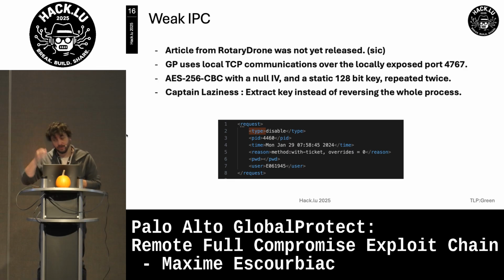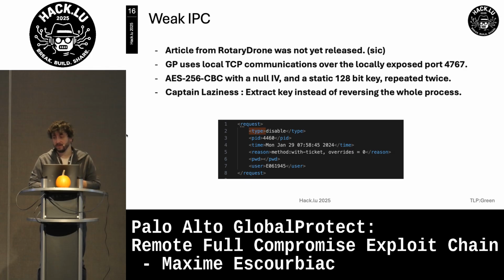As we only had 2 weeks, we didn't have the time to reverse the whole process of how the key is generated. With our observation, we detected that the key is not the same on each workstation. So Rotary Drone made a great article on how to decrypt all the cookie files on the workstation. If you have some malware, some stealers, reading files, you can use them to connect to the VPN. But we are lazy, as I said. So in fact, we put a breakpoint directly on the OpenSSL routine and got the key.